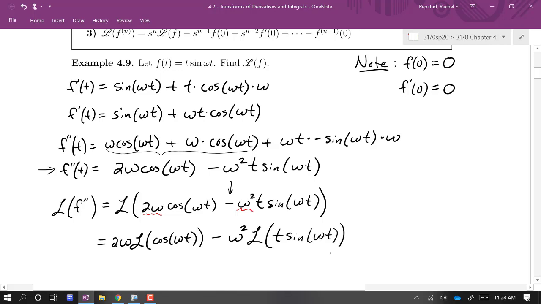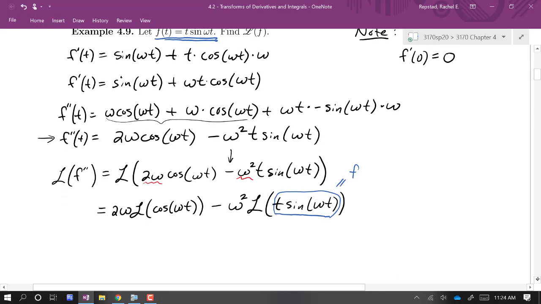And here's what's interesting and hopefully useful to note at this point: we see our original function that we were interested in. Here's our f of t function up here at the start. That shows up again. So this function right here is equal to our f function. So I'm just going to make that substitution. And this is the Laplace of f double prime.